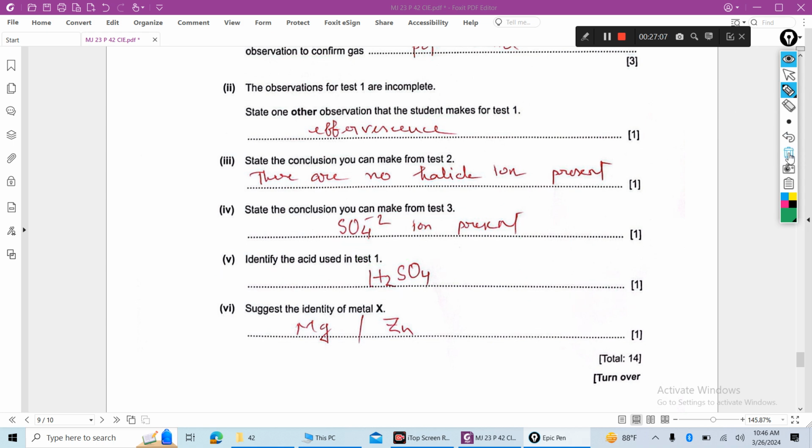Then 6, suggest the identity of metal X. So the metal is gray, it will be maybe zinc or magnesium. Suggest the identity of metal X: it will be magnesium or zinc, a gray metal. These are because these metals are more reactive than hydrogen. Thank you very much, dear student.